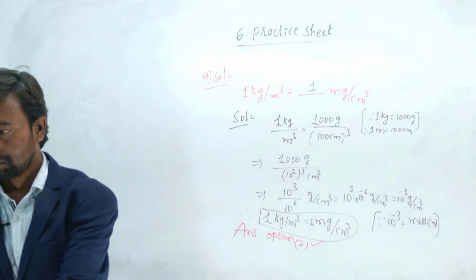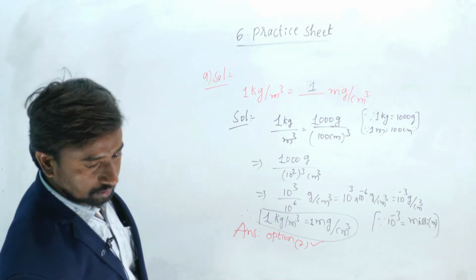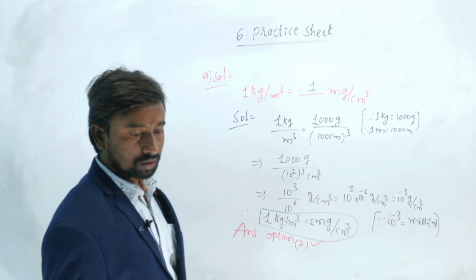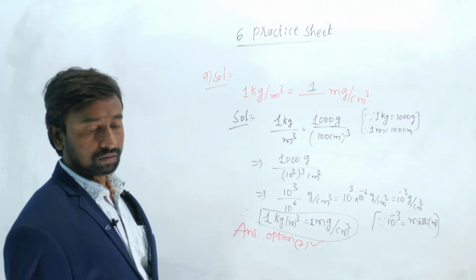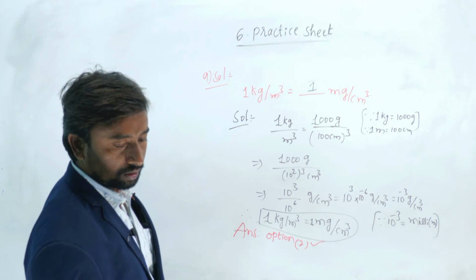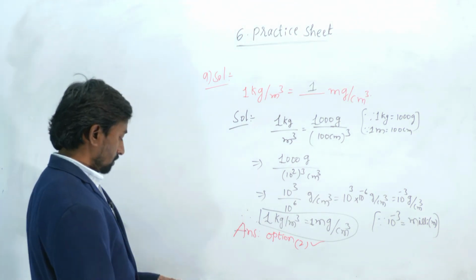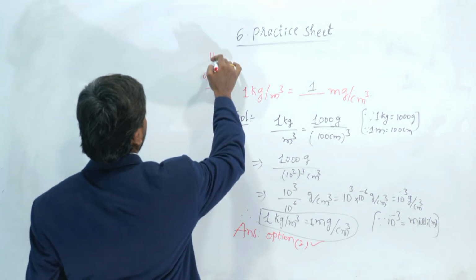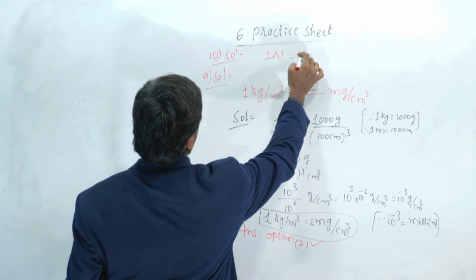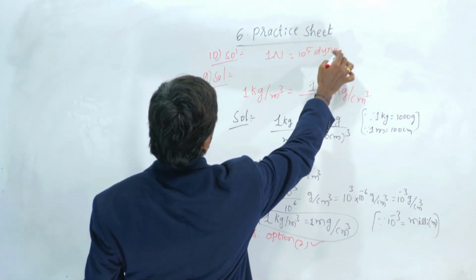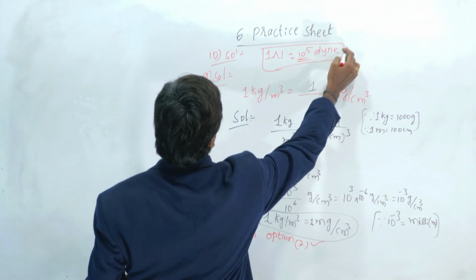Now the 11th one. The 10th one we have already done. 1 Newton is equal to how many dyne? The 10th one is the first option, direct. We have done it many times: 1 Newton is equal to 10 to the power of 5 dyne. So this is the answer. We have completed this already.